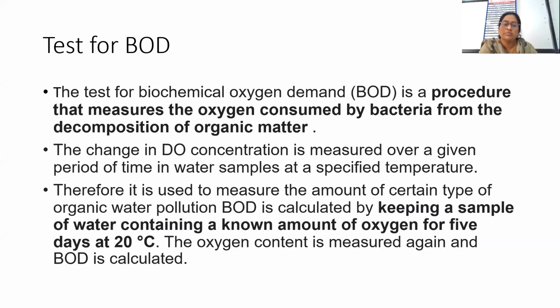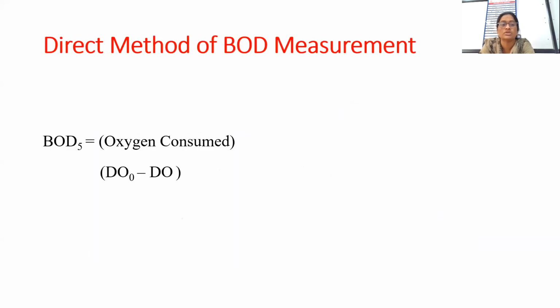So it is a procedure that measures the oxygen consumed by bacteria from the decomposition of organic matter. The change in DO concentration is measured over a given period of time in a water sample at a specified temperature. Therefore, it is used to measure the amount of certain types of organic water pollution. BOD is calculated by keeping a sample of water containing a known amount of oxygen for 5 days at 20 degrees Celsius. The oxygen content is measured again and BOD is calculated. Okay, so this is a testing procedure.